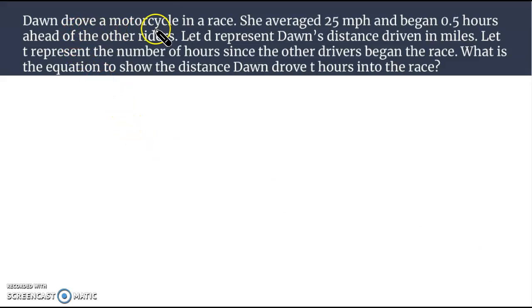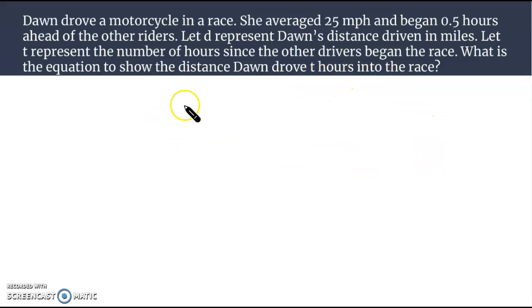Dawn drove a motorcycle in a race. She averaged 25 miles per hour and began a half hour ahead of the other riders. Let D represent Dawn's distance driven in miles. Let T represent the number of hours since the other drivers began the race. What is the equation to show the distance Dawn drove in T hours into the race?